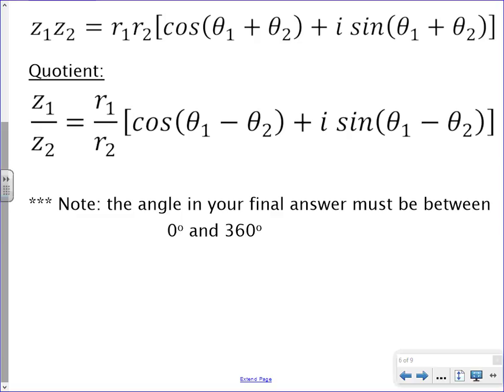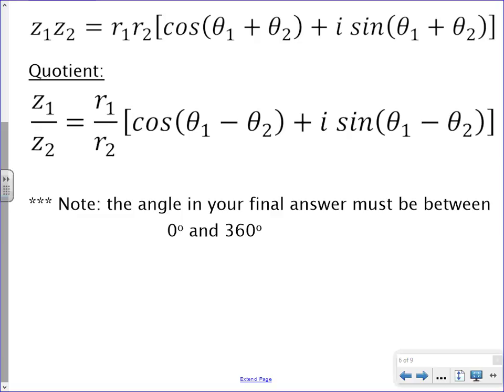There's also a note down here that your angle must always be between 0 and 360. If it is not, then you need to use your knowledge of coterminal angles, which we'll go over, to rewrite it so that it is an angle between 0 and 360. So to multiply, we multiply the R's and add the thetas. To divide, we divide the R's and subtract the thetas. Before we come to a final answer, we make sure our angle is between 0 and 360.